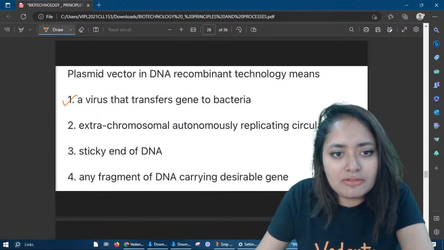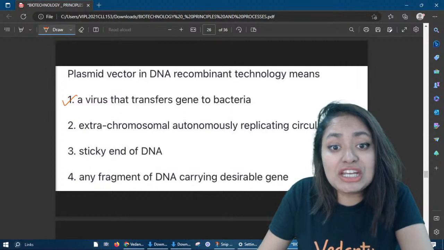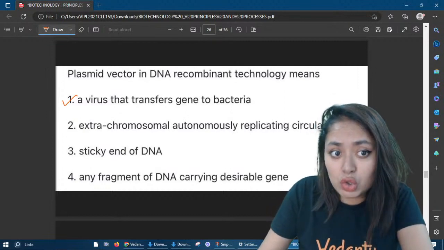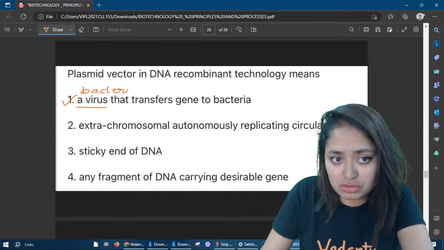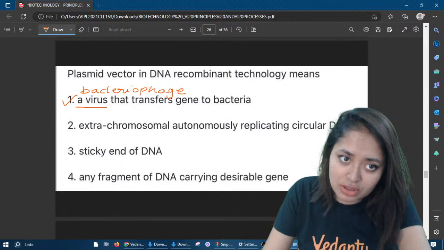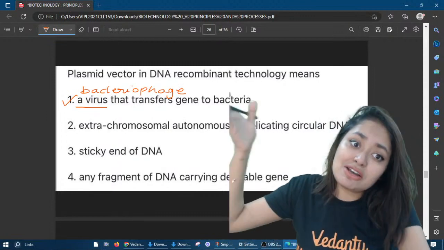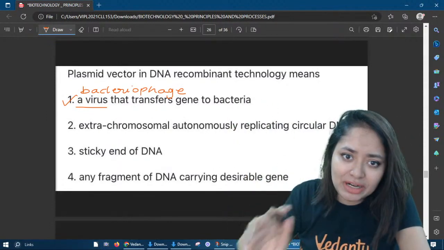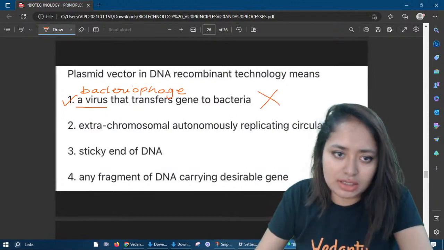Option A, a virus that transfers gene to bacteria. No, if it's a virus, then I can say that it could have been a bacteriophage. I will not use the word plasmid vector. It could have been used as a vector, but it's not a plasmid vector. Therefore, A cannot be the answer.